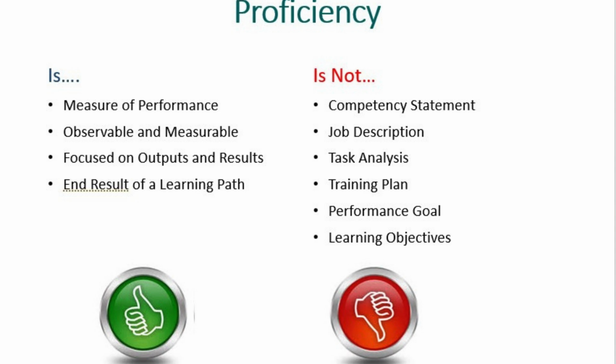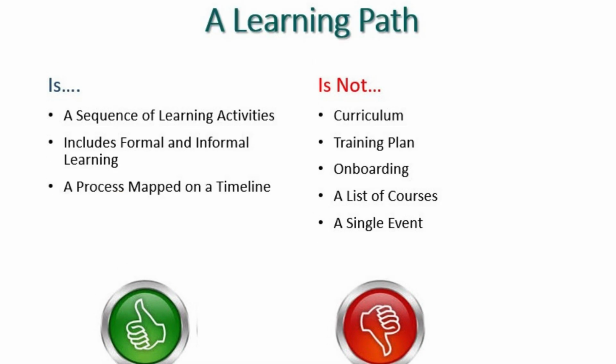That makes sense. And he does the same for learning path. Yep. A learning path is a sequence of learning activities. Importantly, it includes formal, informal, social, and experiential learning, and it has a timeline. So it's the whole journey, not just one piece. Right. And the "is not" list is key here, too. It's not just a curriculum, not just a training plan, not merely a list of courses, definitely not a single event, and not just a process map. It's the structured sequence leading to proficiency.